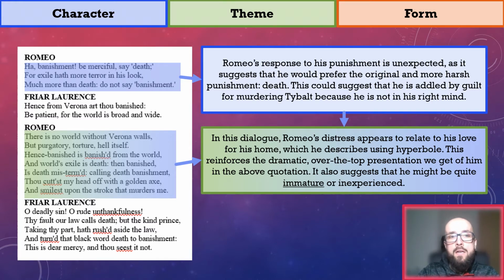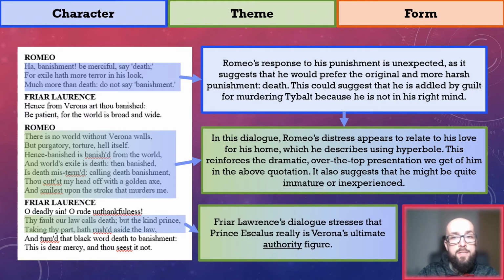Last, I would quickly like to have a look at something Friar Lawrence says in relation to Prince Escalus. In noting how the prince has rushed aside the law in order to give Romeo an alternative punishment, Friar Lawrence makes it clear that Prince Escalus really is Verona's ultimate authority figure, because he is able to change or disregard the laws as he sees fit.